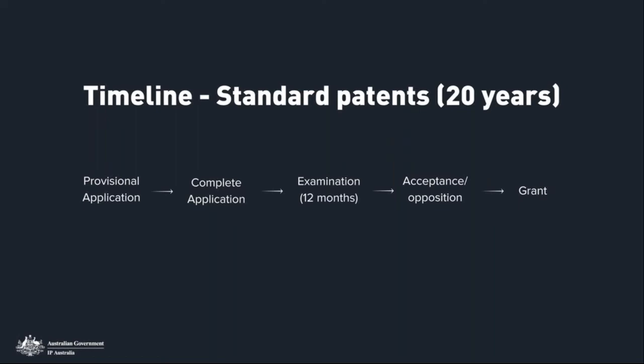This is where we assess the novelty and inventiveness, as well as other legislative requirements of your application. This is also where we issue examination reports, and this process can go back and forth until the patent examiner is satisfied that your application is ready for acceptance. Note here that you only have up to 12 months to gain acceptance. And once accepted, your application is advertised for 3 months to allow the public to lodge an opposition. If there are no opponents, your application then proceeds to grant.